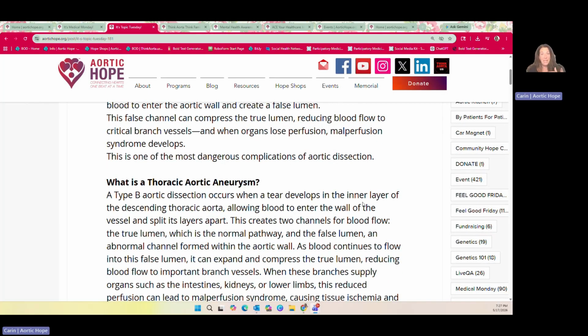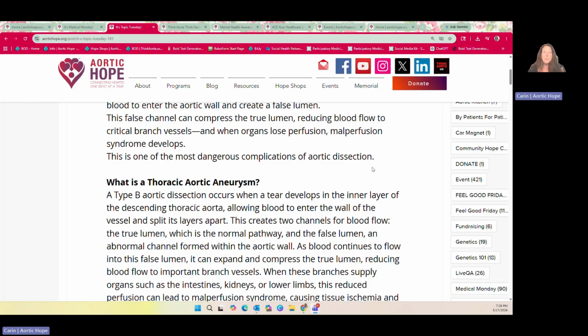A type B dissection occurs when there's a tear that develops in the inner layer of the descending aorta, underneath the diaphragm. That allows, again, blood to enter the wall and it splits the layers apart, creating 2 channels for blood flow. A true lumen, which is getting the blood to everything, and a false lumen, which leads to nowhere land. The true lumen is the normal pathway. That's what you want to see happen.